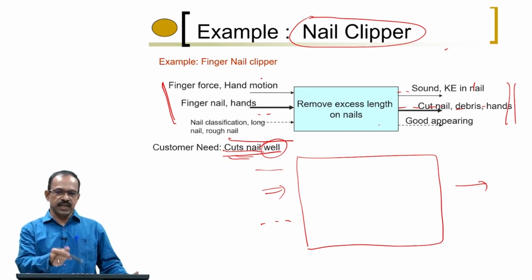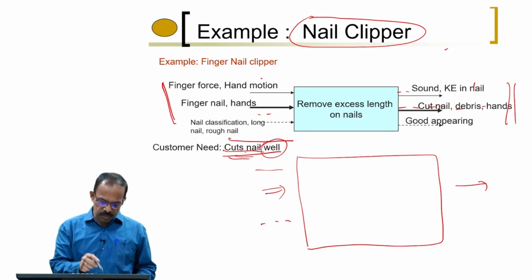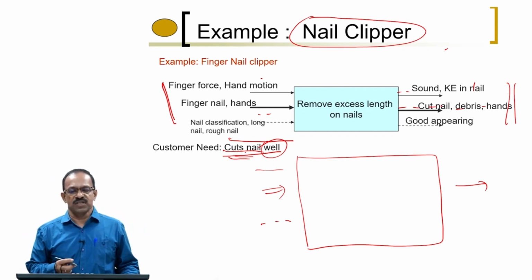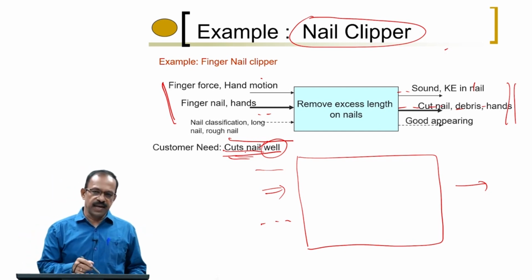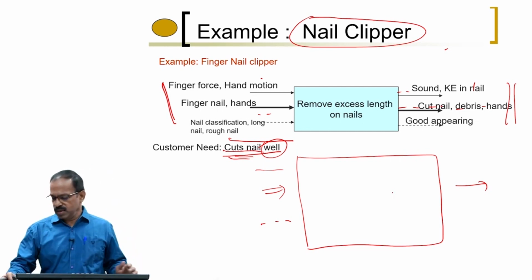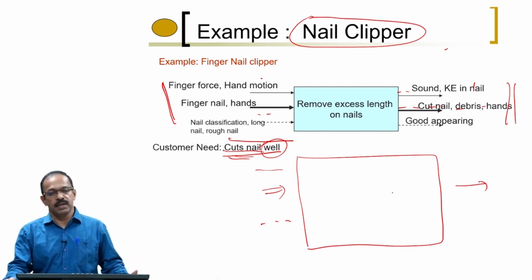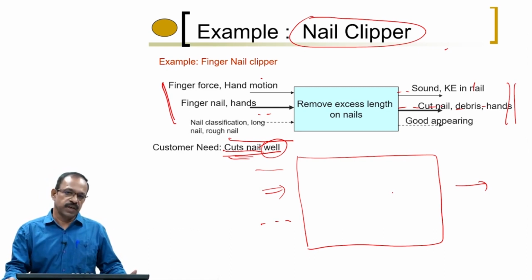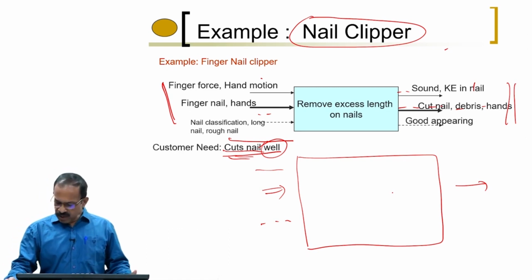Many other things are happening in the product. So, we look only at this part and see what kind of functions are involved in cutting the nail, and then see which function can be modified to satisfy the customer's requirement. So, let us look at this.